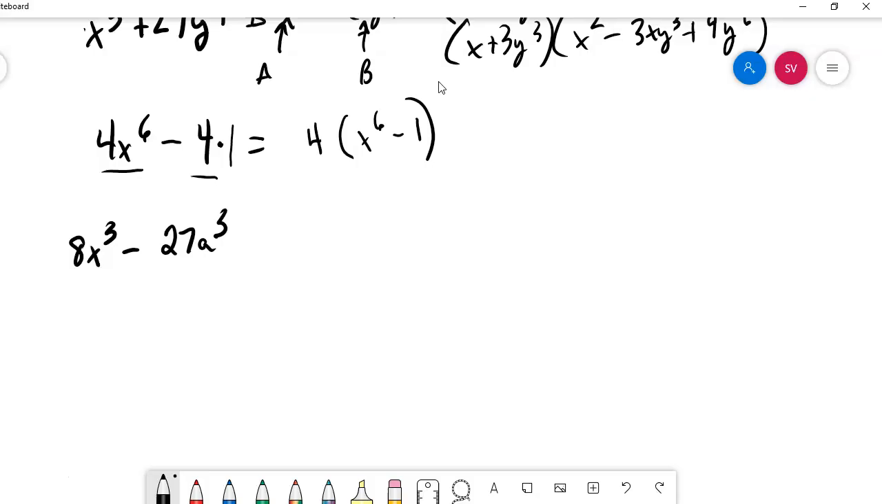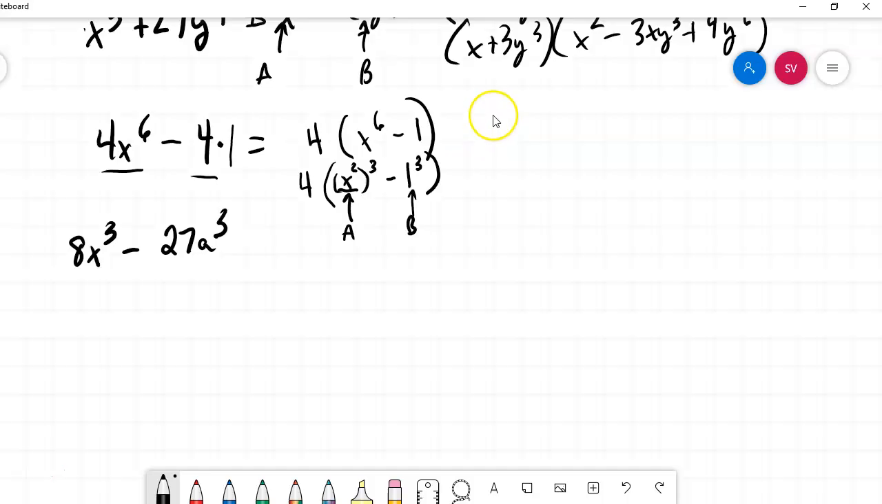So now we have to get this into the a to the cubed, b to the cubed format. So what raised to the third power will give me x to the sixth? x to the second. And 1 could be raised to any exponent because 1 to the third is the same as saying 1 times 1 times 1. So we are right now in the proper format. So my a is x squared, my b is 1.